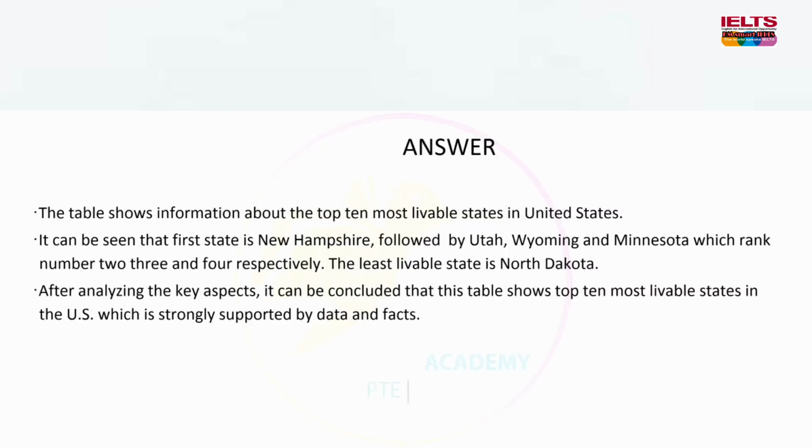The table shows information about the top 10 most livable states in the United States. It can be seen that the first state is New Hampshire, followed by Utah, Wyoming, and Minnesota, which rank number 2, 3, and 4 respectively. The least livable state is North Dakota.